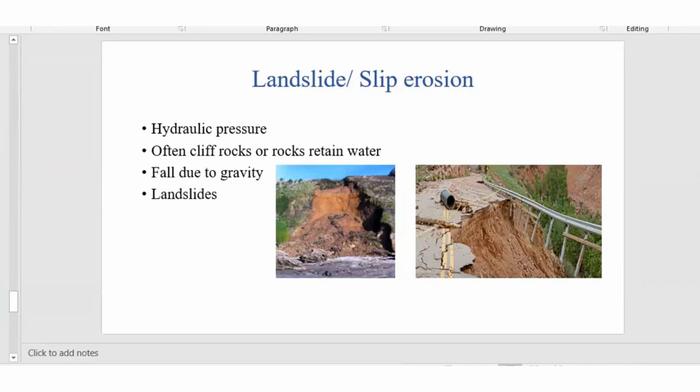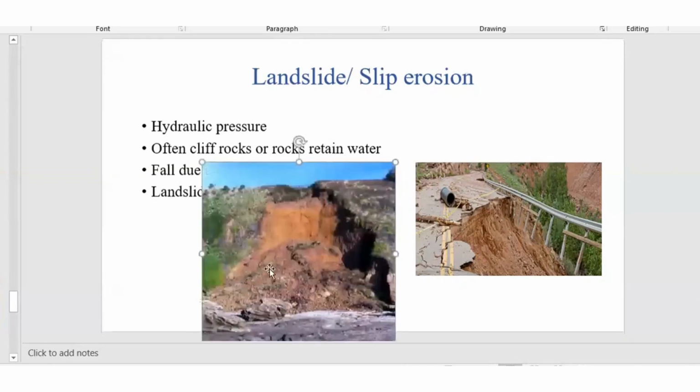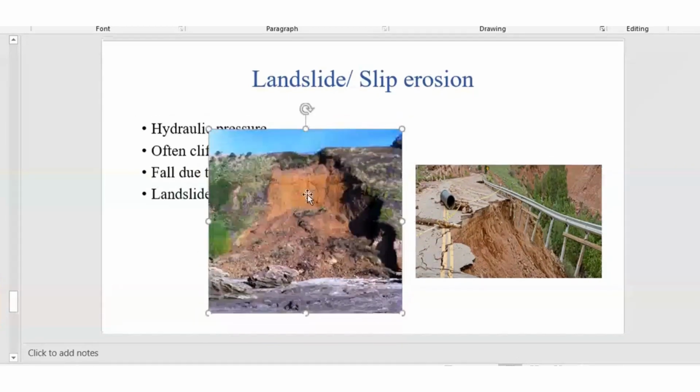When there are heavy rainfalls, these cliff rocks often retain water. The rocks are also porous. The mountains are also porous. They can hold high amounts of water. As I said, if there are no plants or trees, and trees are the ones holding on to this soil, right? If I look at this piece of soil where there is poor plantation and there are no trees, or if you ever notice the areas where landslides occur, or slip erosion, scientifically, it's slip erosion.